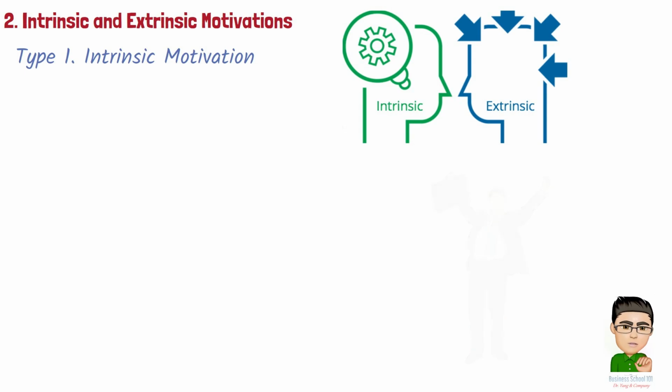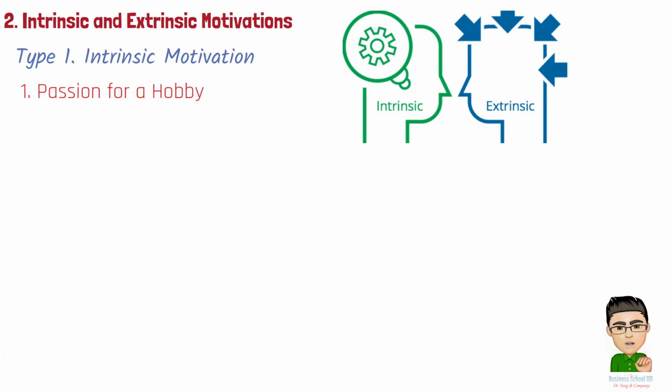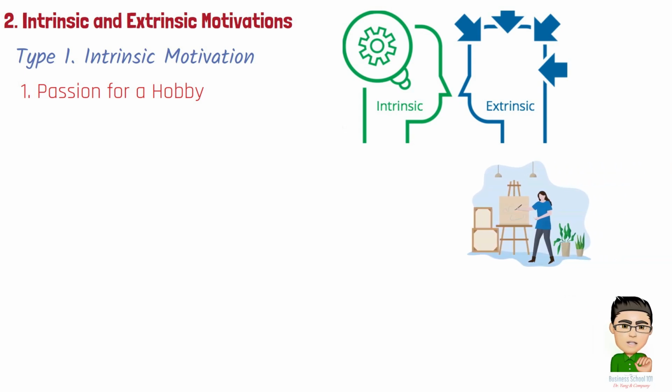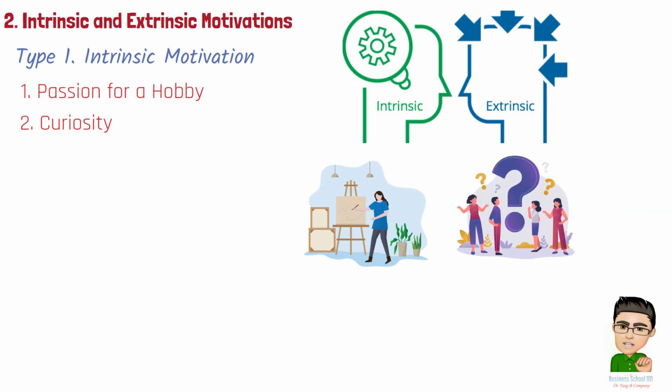Examples of intrinsic motivations include: Number 1. Passion for a hobby. Imagine someone who loves painting. They paint not to sell their artwork or gain recognition, but because they genuinely enjoy the process and find it fulfilling. Number 2. Curiosity. When people are driven by curiosity to learn something new or solve a challenging problem, they are intrinsically motivated. They engage in learning for the joy of discovery.